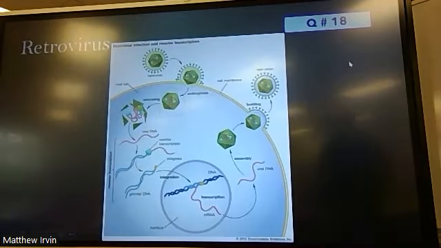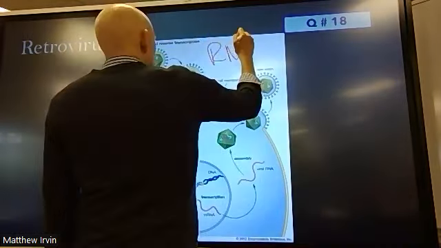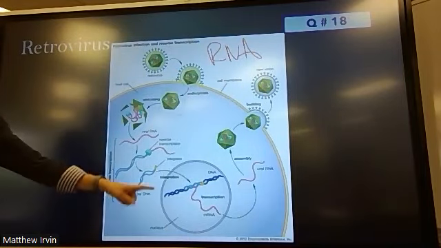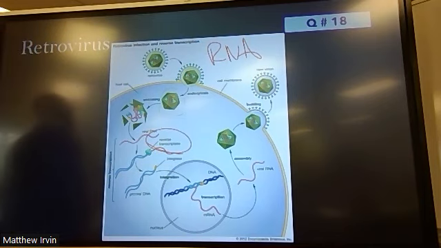All right, a retrovirus, what we need to know, this is an RNA virus. When it gets into the cell, it makes an enzyme called reverse transcriptase.